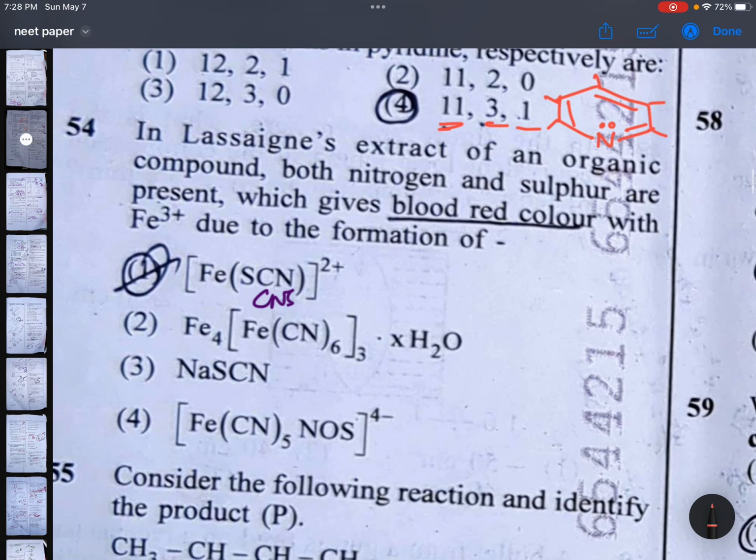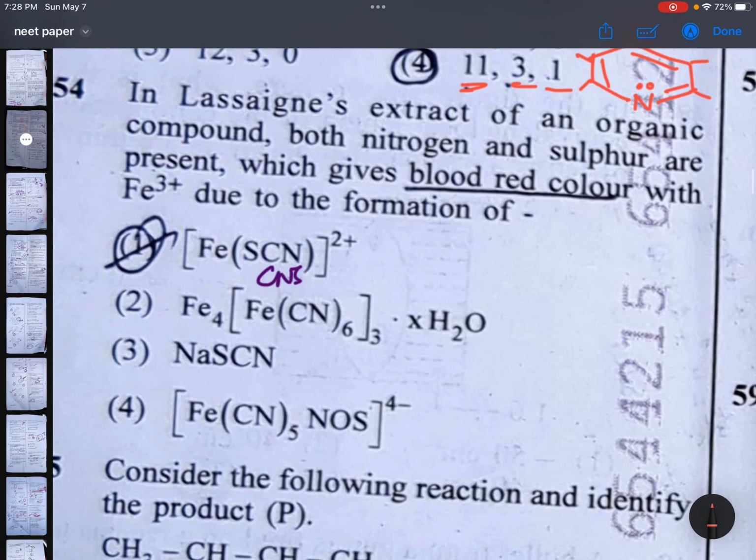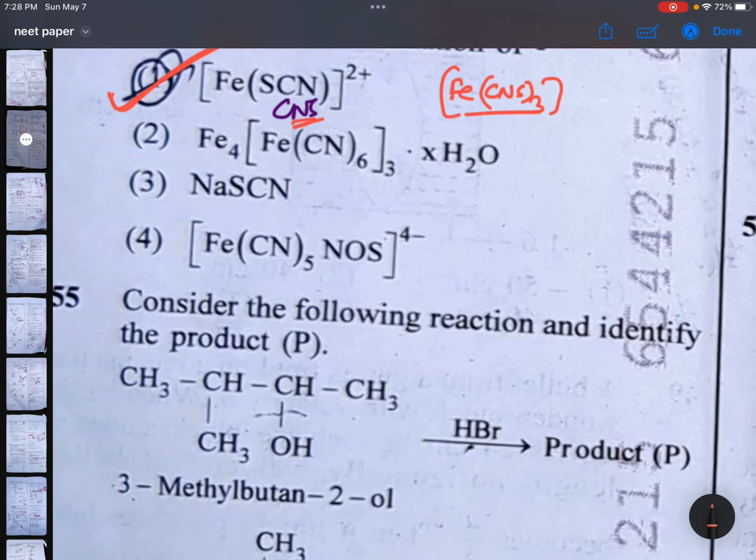In Lassaigne's extract of an organic compound, if both nitrogen and sulfur are present, which gives blood red color? Blood red color is because of FeCNS. Generally we write like this, or you can take 1 also, this is fine. Because rest options are not correct, so that is the right one.